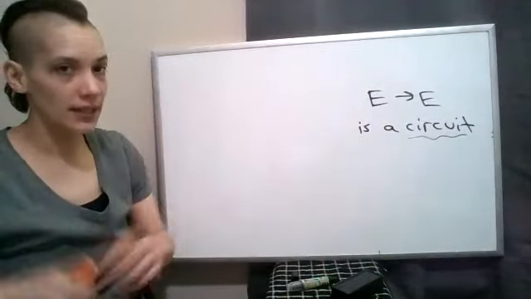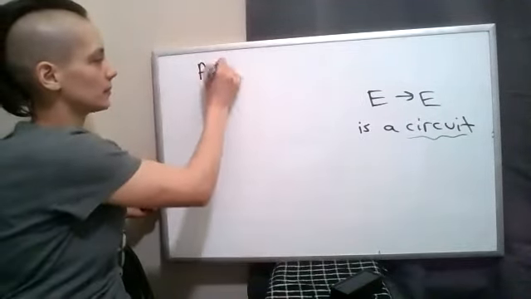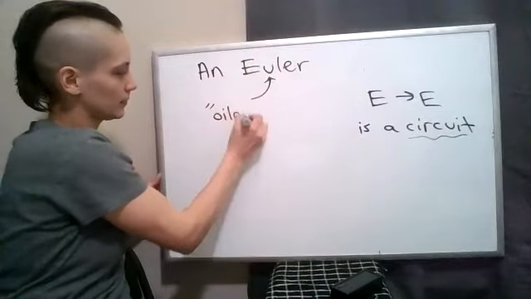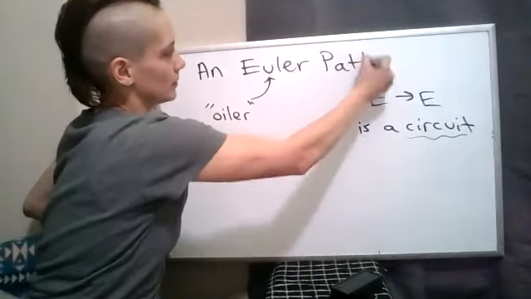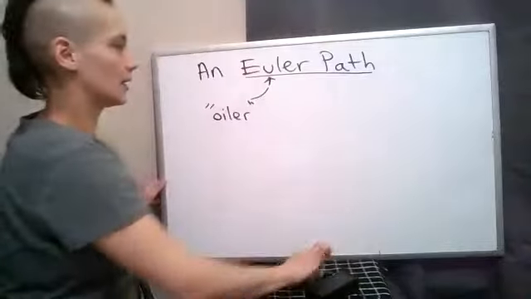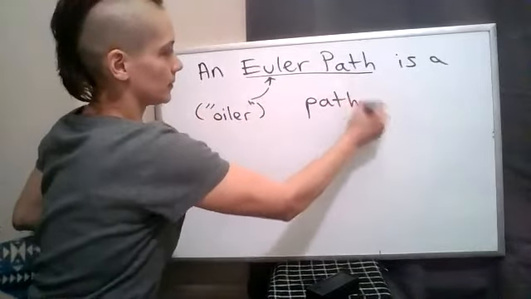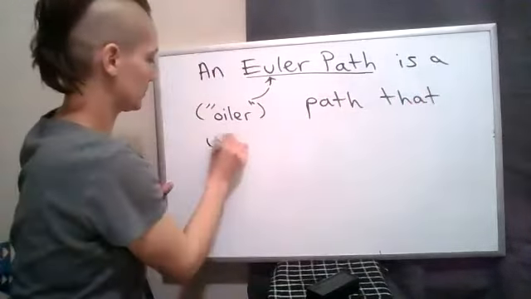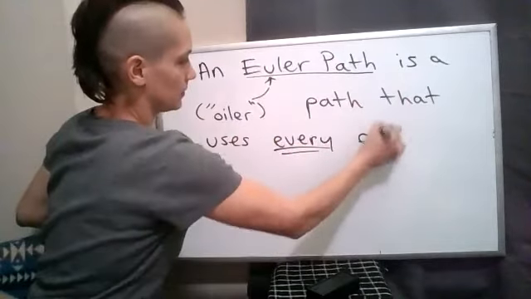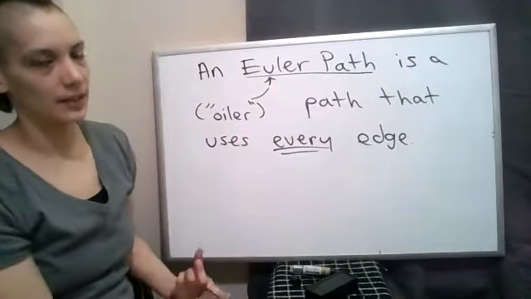So an Euler path is a path that uses all of the edges. An Euler circuit is a circuit that uses every edge.